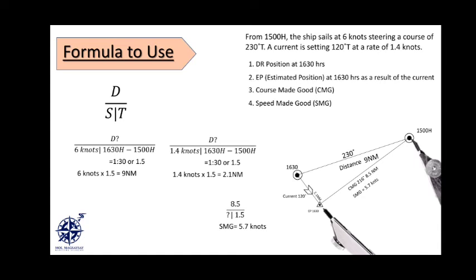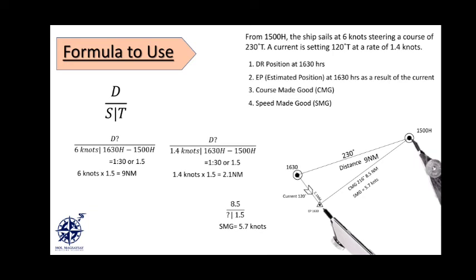For our formula, we substitute every given, which is D, the missing value, over the speed, which is 6 knots, multiplied by our time, which is 1630s minus 1500s, equals 1 hour 30 minutes or 1.5. So we multiply 6 knots by 1.5, and the answer is 9 nautical miles.